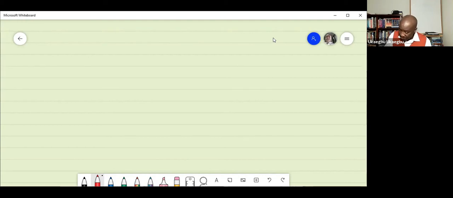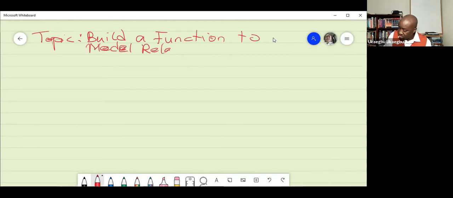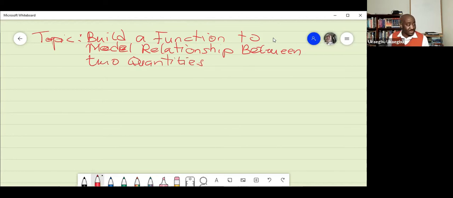So you start with the topic. You can call it: build a function to model the relationship between two quantities. Two quantities. Okay, so that's the main thing we are going to accomplish today.